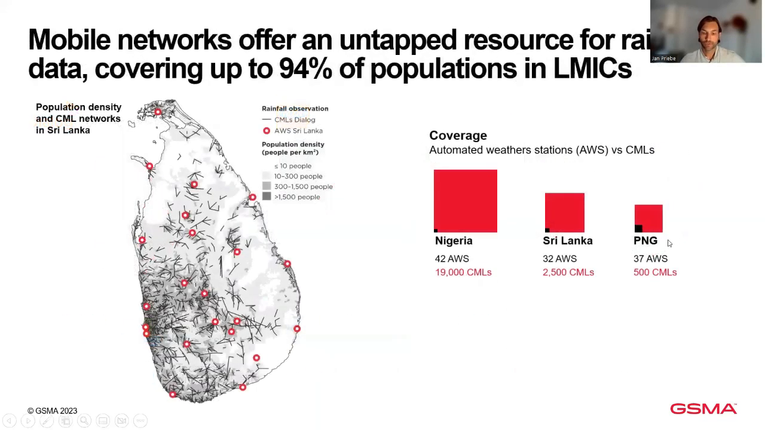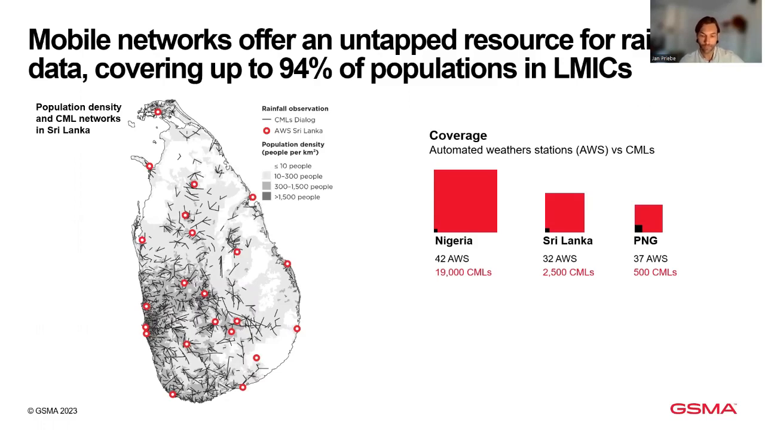So the use of CML data can greatly increase the amount of rainfall observations available in low and middle income countries, where weather radar is generally not available. The density of weather stations in low and middle income countries is well below the minimum amount recommended by the World Meteorological Organization. In sub-Saharan Africa, it's about 8 times lower.